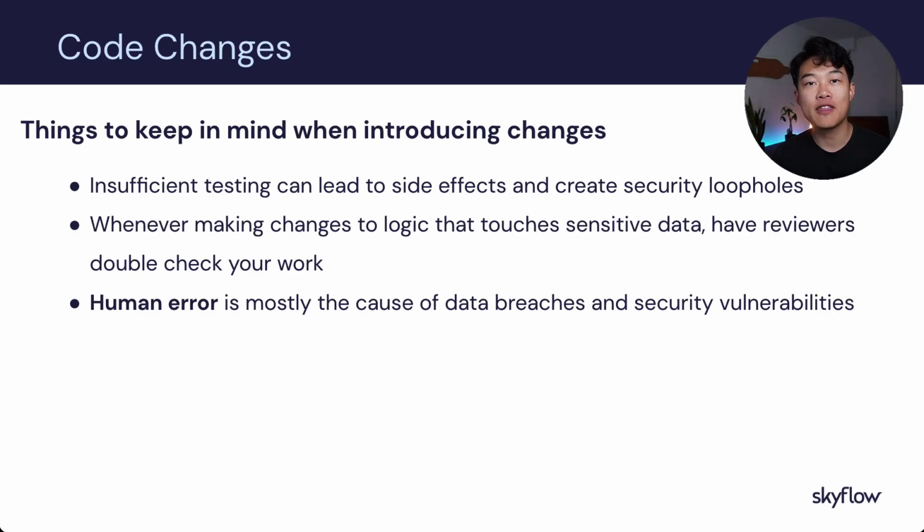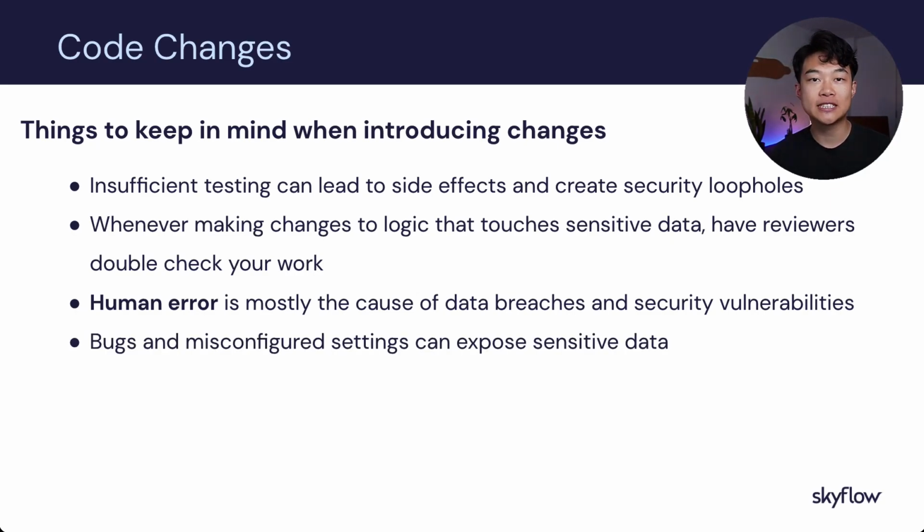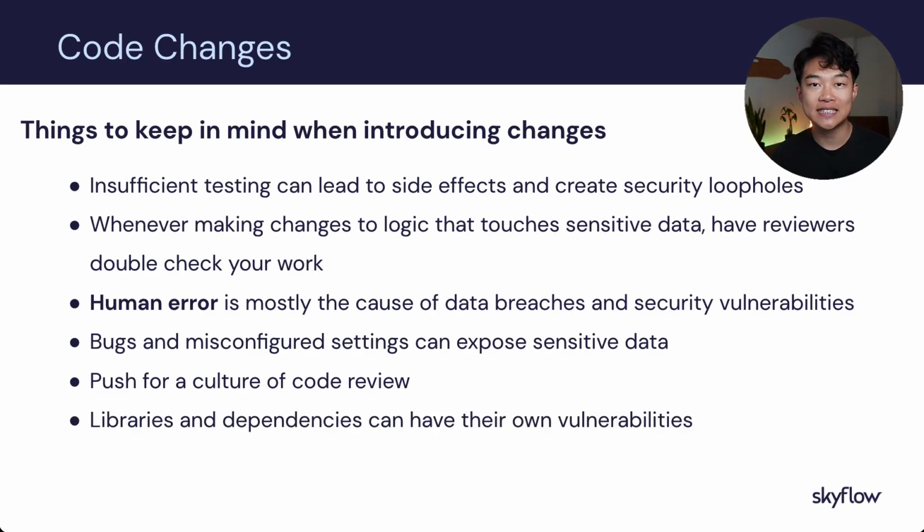Human error is more often than not the cause for many data breaches and security vulnerabilities. New bugs or misconfigured settings all can potentially expose sensitive data or create weaknesses for attackers to exploit. Emphasize a culture of code review within your organizations and ensure code changes are adequately reviewed by peers and security experts. Be mindful of introducing new libraries or dependencies, as they all can carry their own vulnerabilities, which may result in your application inheriting the vulnerability too.